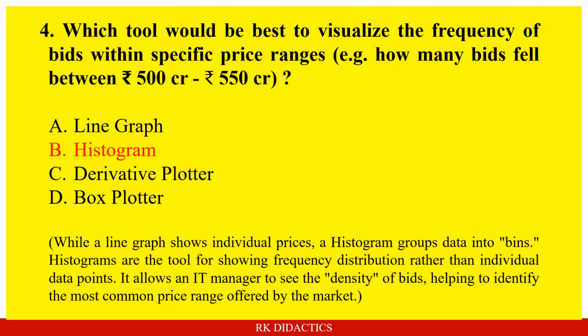So difference between histogram and line graph. While a line graph shows individual prices, a histogram groups the data into bins. So histograms are the tools for showing frequency distribution rather than individual data points. So by using this histogram, the IT manager shall see the density of bids, helping to identify the most common price range offered by the bidders or from the market.